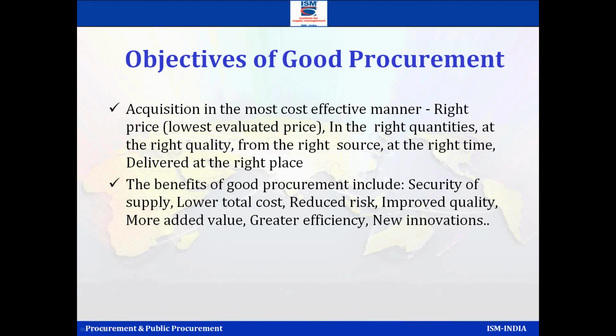And it should be delivered at the right place. Your destination was Delhi, and the guy is delivering to you in Calcutta, you lost the meaning. So the benefits of good procurement include security of supply. In the good old days, we never bothered much about this, but now we need security. On the way, things should not be stolen. Delivery should happen correctly.